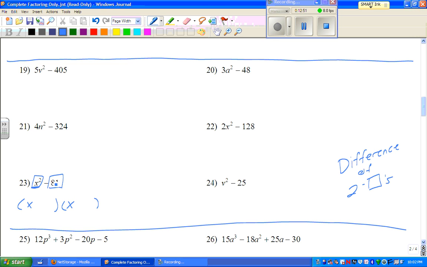81 is a perfect square. What's the square root of 81? You got it. It's 9. So to get 81, would you agree it's 9 times 9? So that means we're going to send one 9 to one parenthesis and one 9 to the other. And really, I've got a negative 81 here, so that means that one of these 9s has to be negative. So we're going to do one minus and one plus. You've now created your conjugates, and you're done.